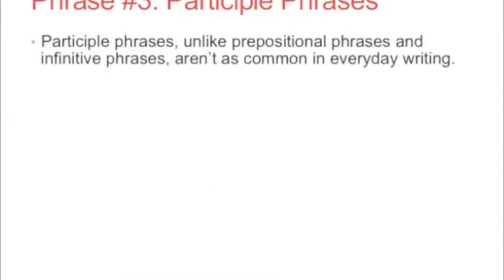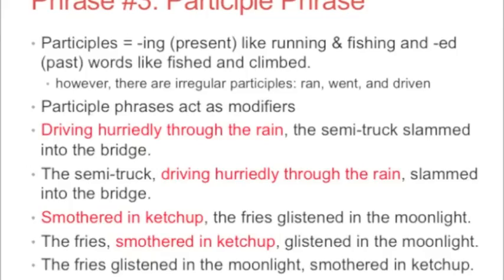And then I think these are a little bit different because unlike prepositional phrases or infinitive phrases, which are common parts of speech in our everyday sort of conversational lives, participle phrases might not be. If you were telling someone about your day, like you saw this wreck on the highway, this semi-truck hit a bridge, you wouldn't say, yeah, I was on my way home from work and then driving hurriedly through the rain, the semi-truck slammed into the bridge, right? It just has a really sort of, it smacks of writing.